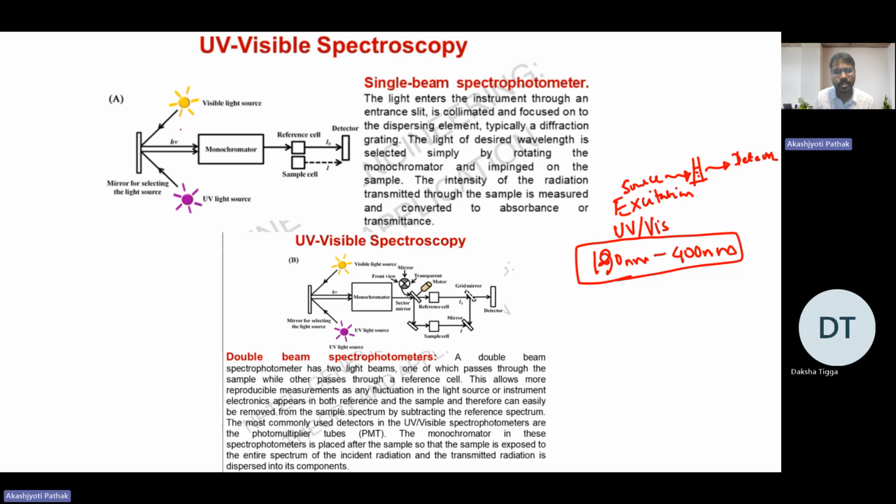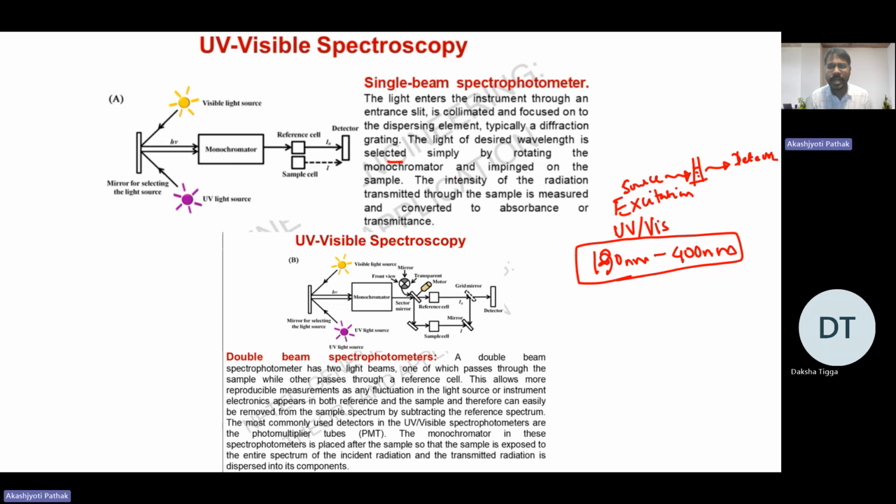So you have a monochromator. You have a source of light. The mirror will reflect this source of light towards the monochromator. What is your monochromator doing? A monochromator will select a particular wavelength of light. The light of desired wavelength is selected by simply rotating the monochromator. There are diffraction grating channels as well. With the help of this monochromator, the sample can be irradiated with a particular energy of light.